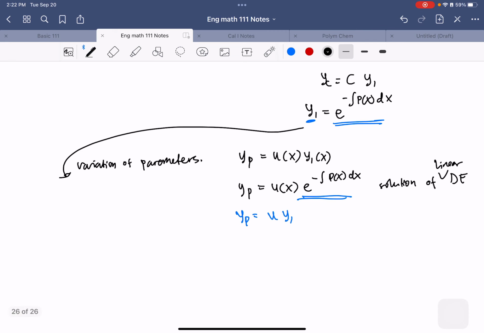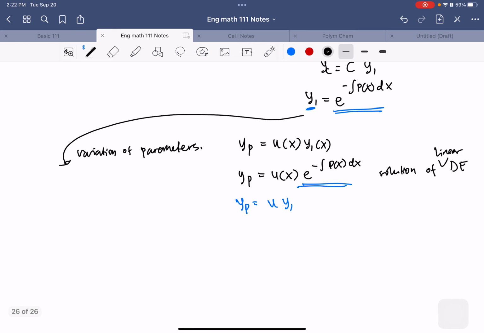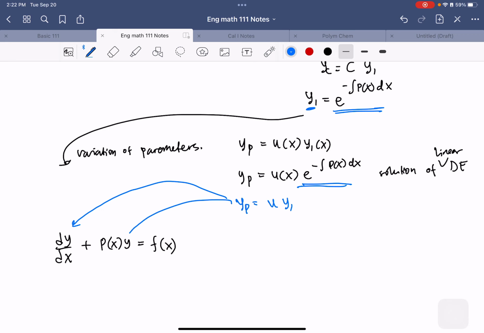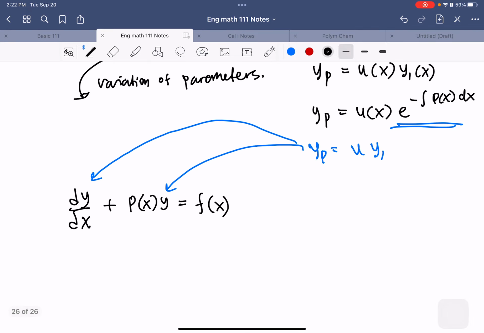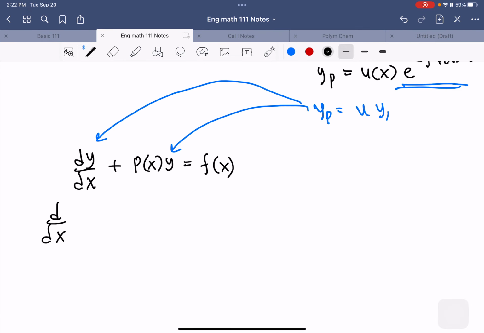And then let's put it into our differential equation, and then we just compute. The differential equation is, and now we are going to plug in this y. So we have d/dx of u y1 plus p(x) times u y1.